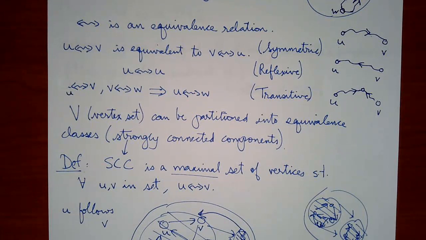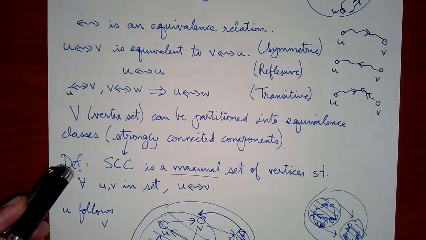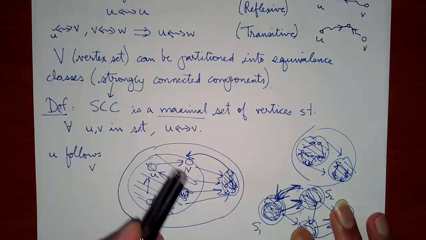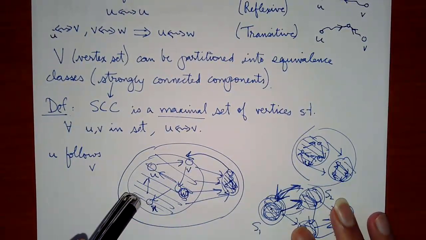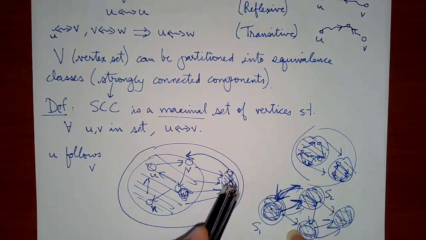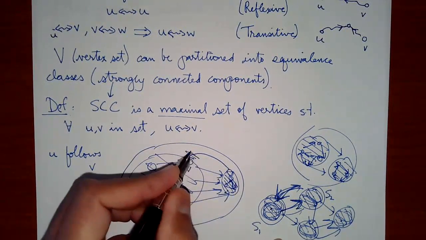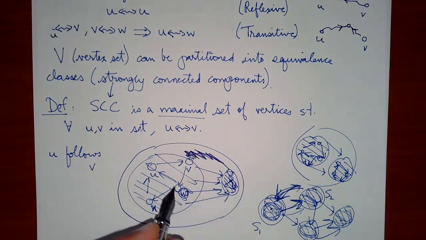Think of this as the analog of a connected component in the undirected sense. In the undirected sense, you have connected components. In the directed sense, you have strongly connected components. And pictorially, you think of it as you have a set here, which is a strongly connected component, and a set here, which is a strongly connected component. So suppose this edge does not exist. And you have edges that go from one strongly connected component to another.